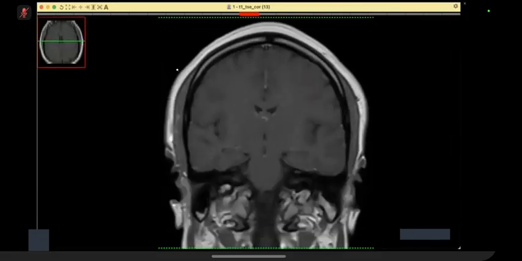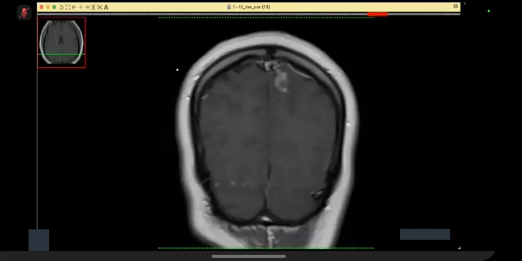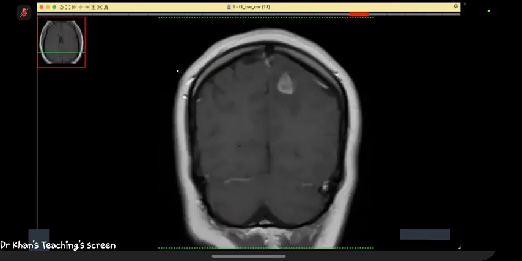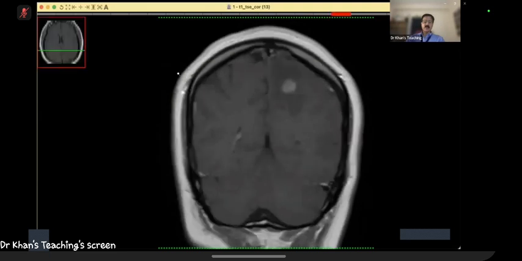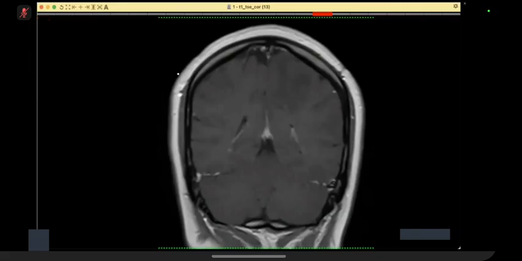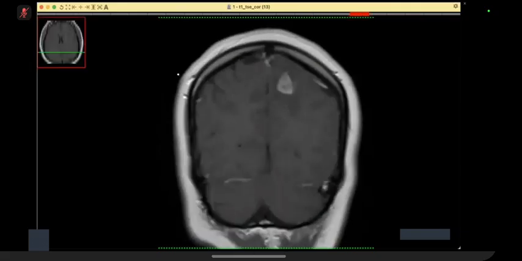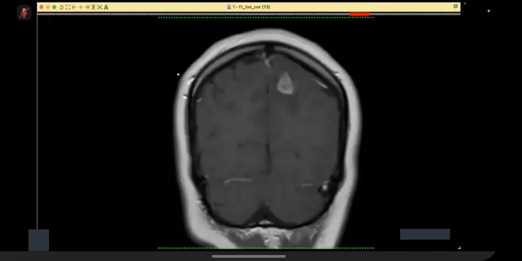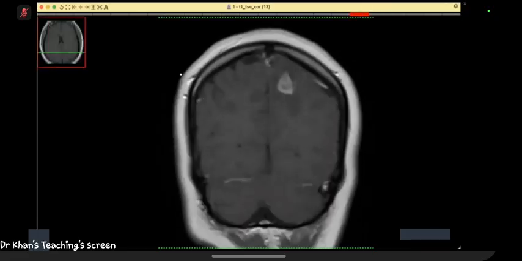Okay, so my first instinct was, is there a diffusion image, please? I would like to see. Diffusion was irrelevant. There was nothing restricting. Oh, okay. I was thinking of lymphoma. My first thought would be lymphoma, but since it does not restrict diffusion, that makes it less likely.